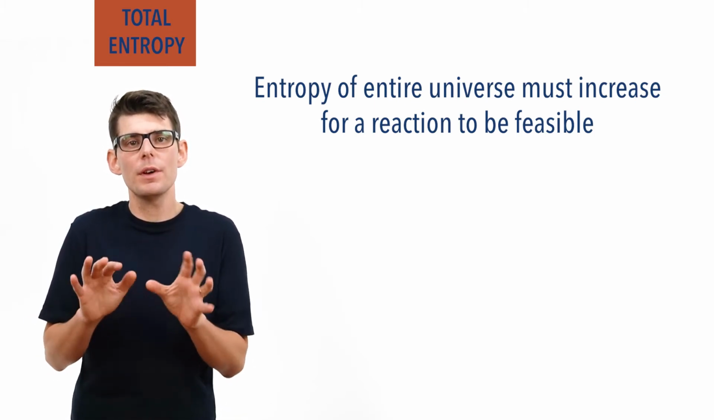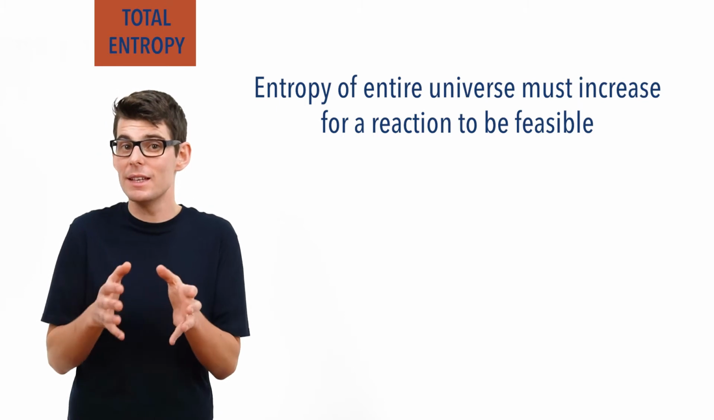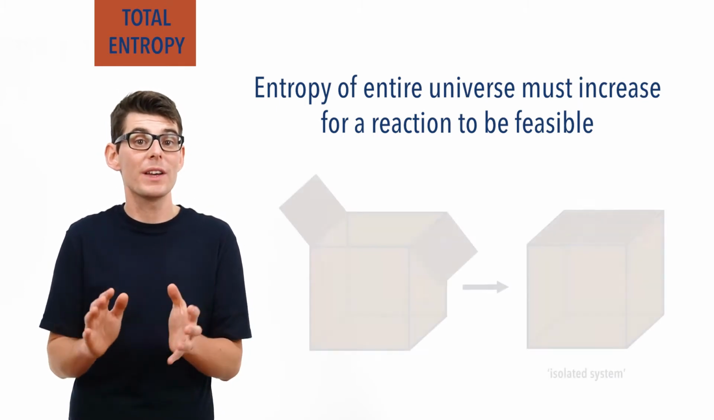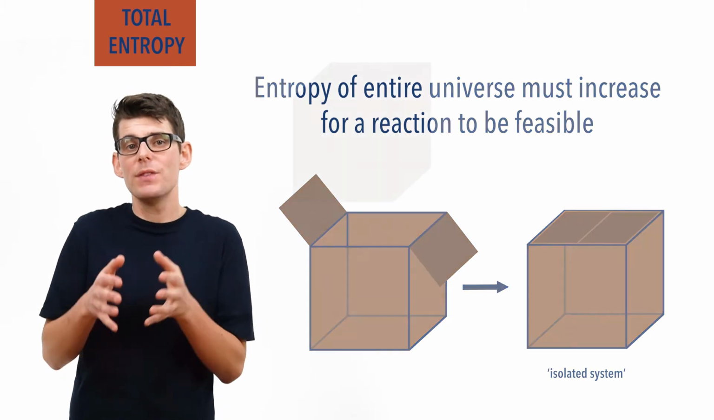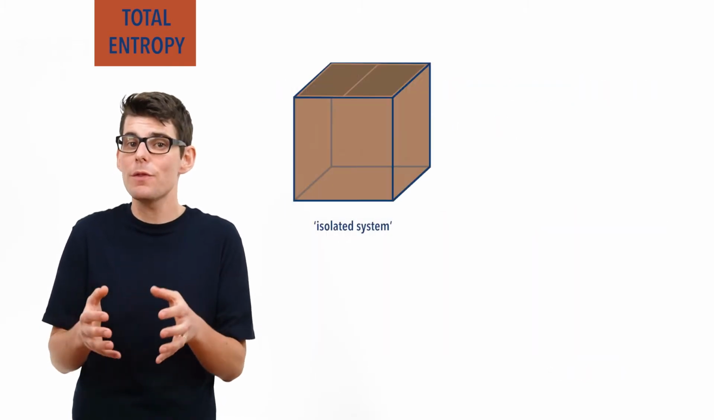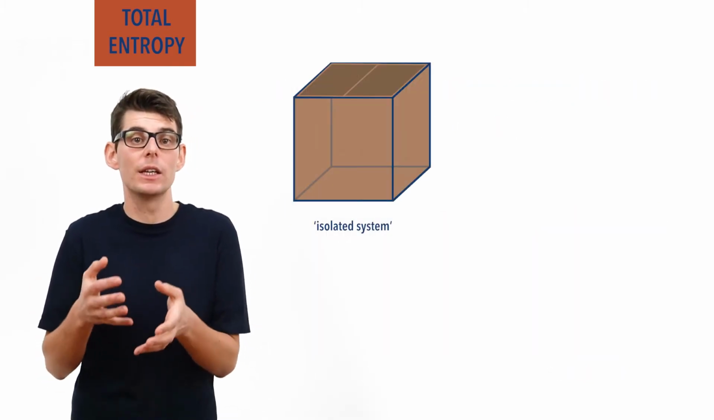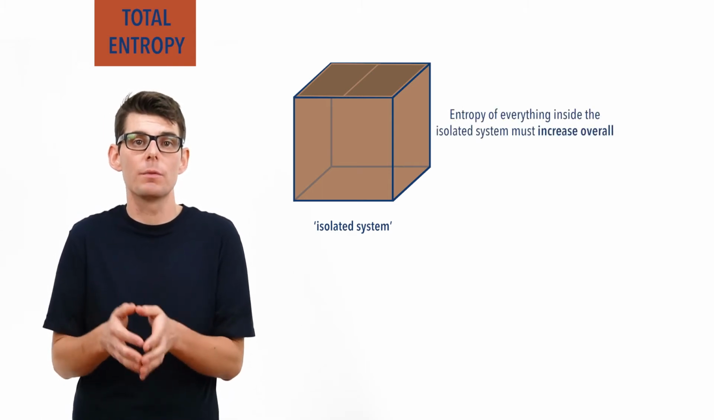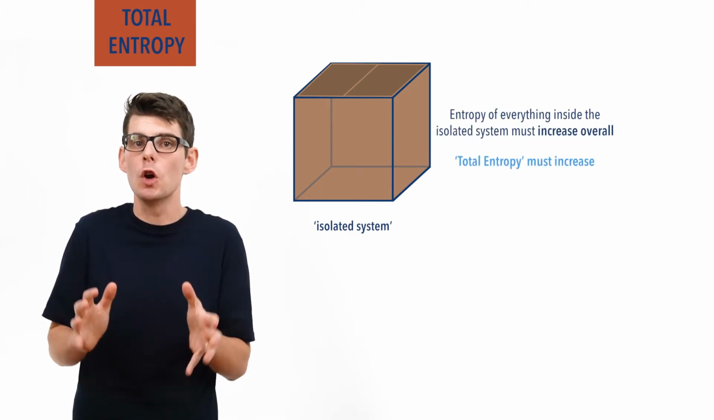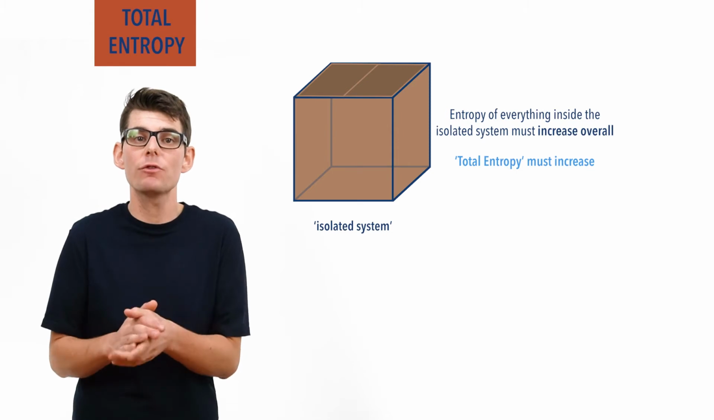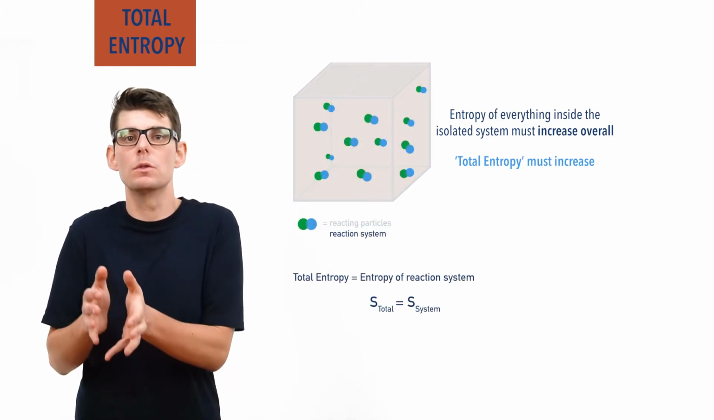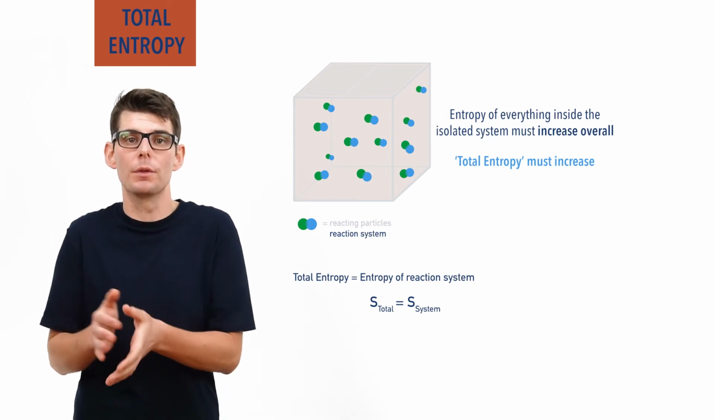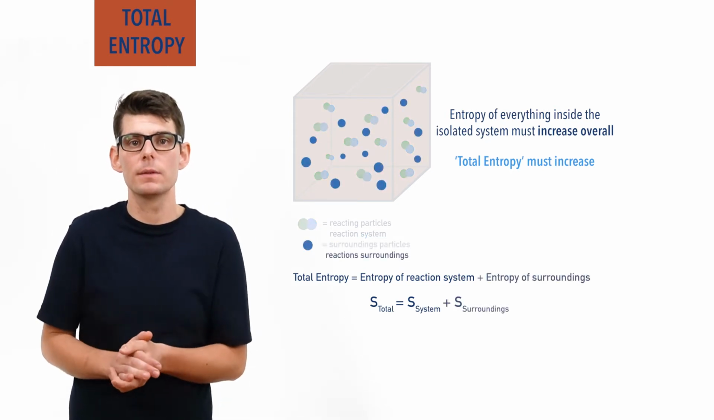In thinking of our reaction system and its surroundings in this way, almost like a perfectly sealed box, we know that in order for the reaction to occur, the overall entropy of everything inside the box has to increase and have a positive entropy change. This total entropy is made up of the entropy of the reacting particles, the reaction system, and the particles in the box that aren't involved in the reaction, the surroundings.